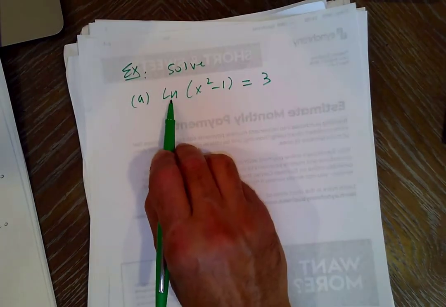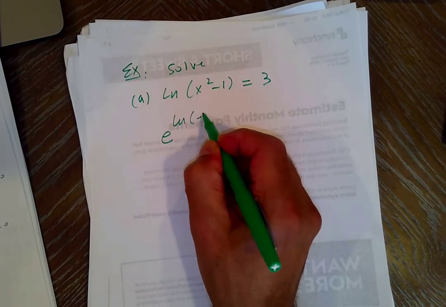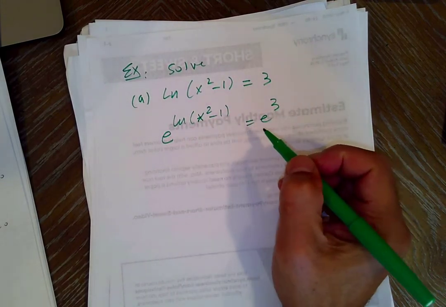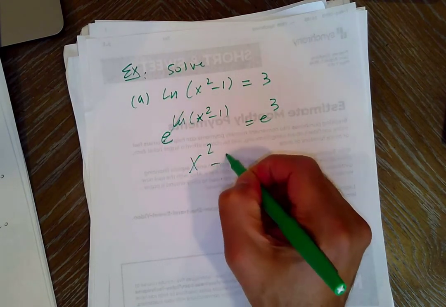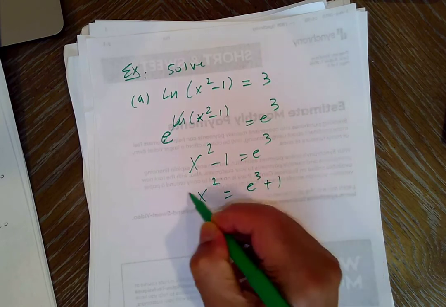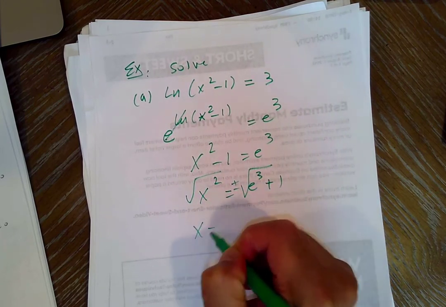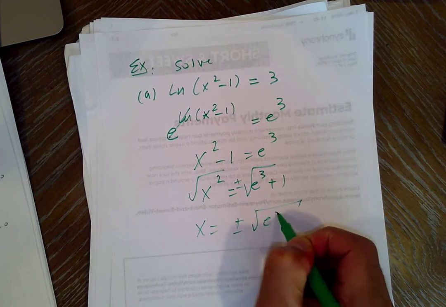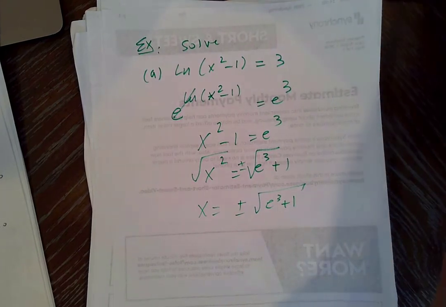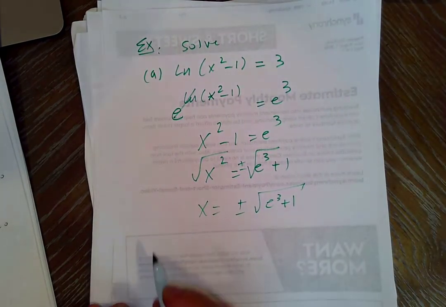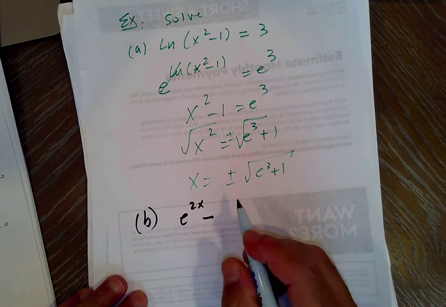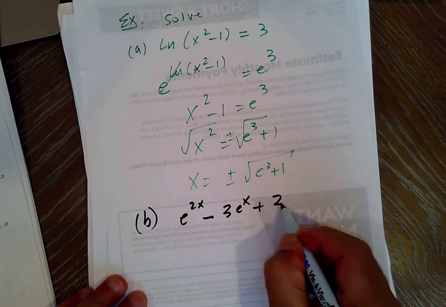Well, since the base here is e, we e both sides. e to the ln of x squared minus 1 equals e cubed. Because exponential functions are 1 to 1, we can do that. x squared minus 1 is e cubed, x squared is e cubed plus 1. So x is plus or minus the square root of e cubed plus 1. This would be the answer unless they need a decimal.